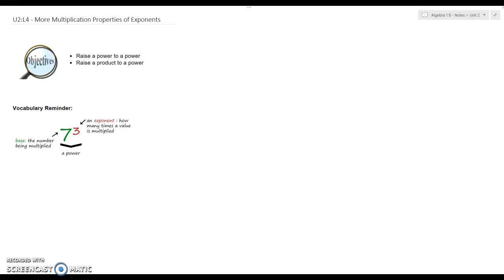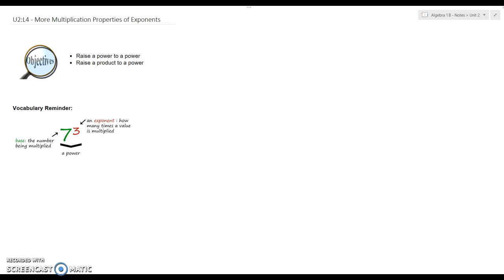Hello and welcome to Unit 2, Lesson 4, More Multiplication Properties of Exponents. In this lesson, we look at two properties, raising a power to a power and raising a product to a power. Our vocabulary reminder is just our basic exponential vocabulary.